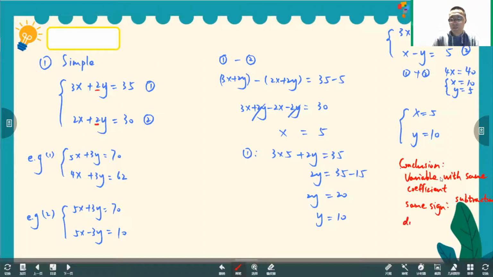And if we have different signs, then what we do is addition. So say we have, like here, plus y and minus y in equation 1 and 2 respectively, then what we do is addition. So the core thinking is always we want to eliminate one variable, which makes life easier. Okay. So let's look at an example question.